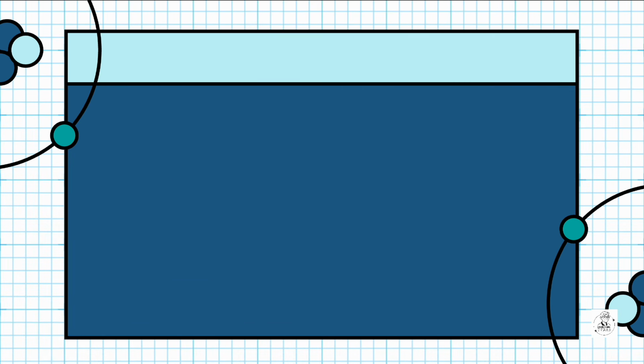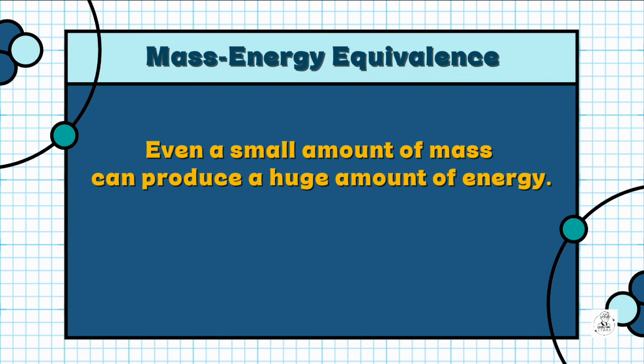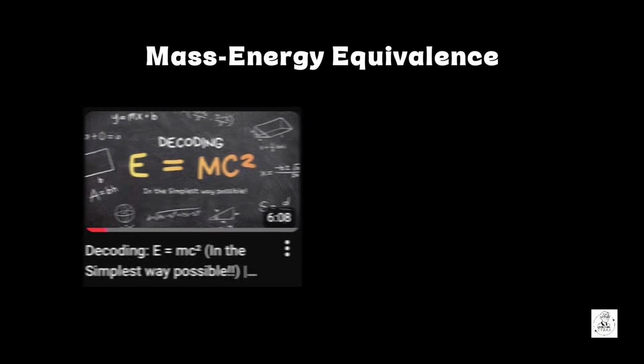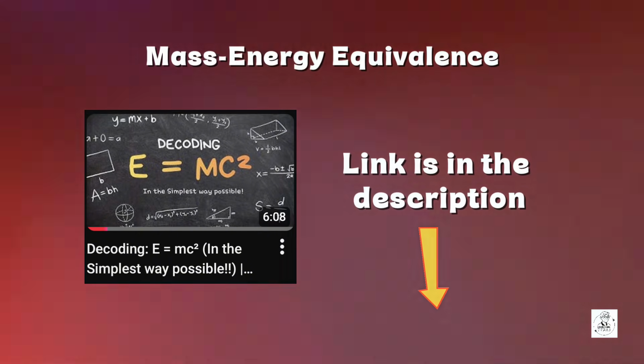That energy comes from a tiny loss of mass, explained by the mass-energy equivalence, which states that even a small amount of mass can produce a huge amount of energy. By the way, if you want to know more about this mass-energy equivalence, please check out our detailed video on our channel. Link is in the description.